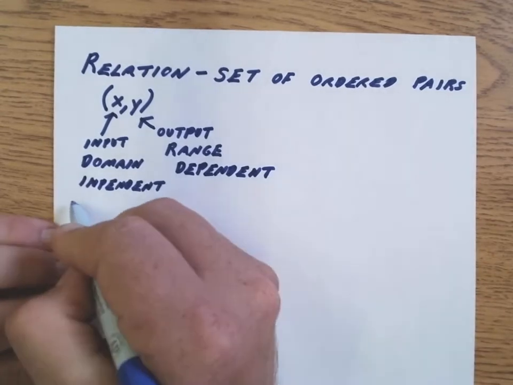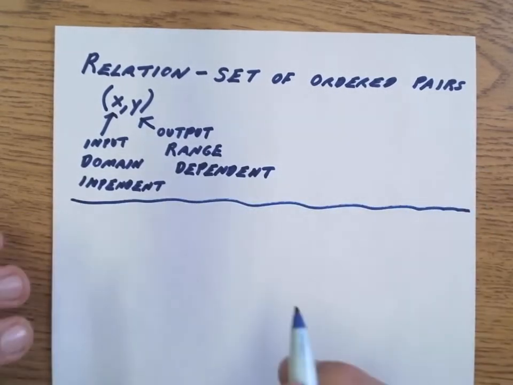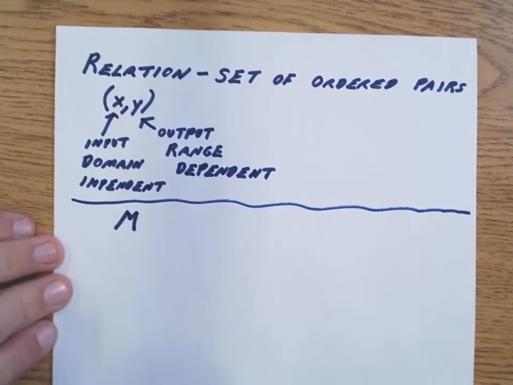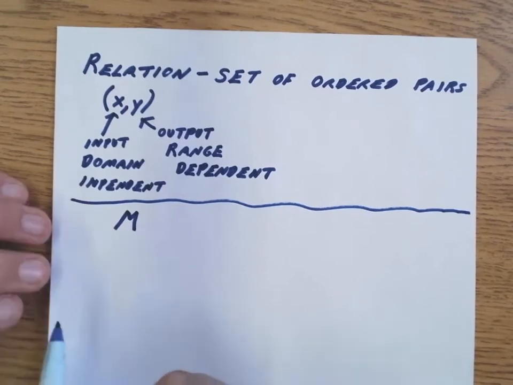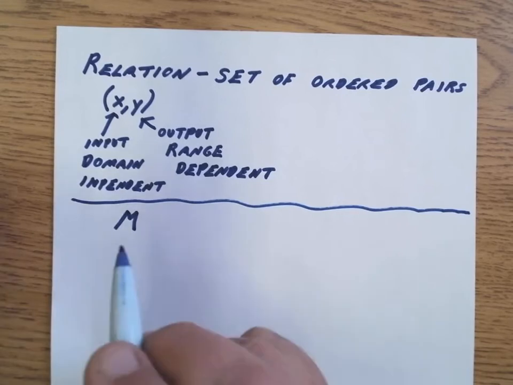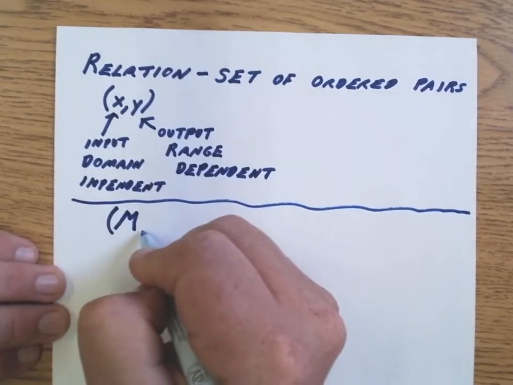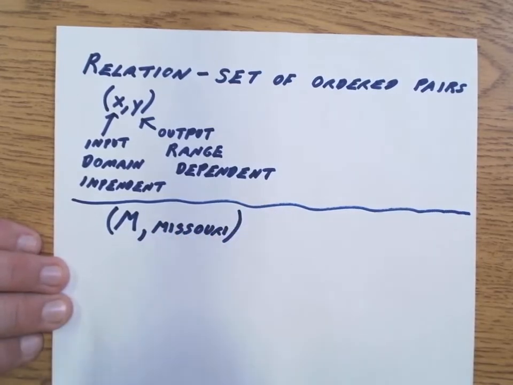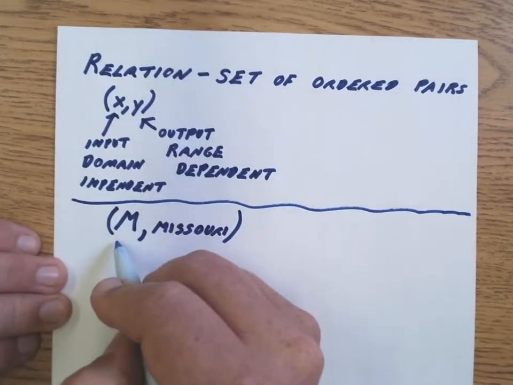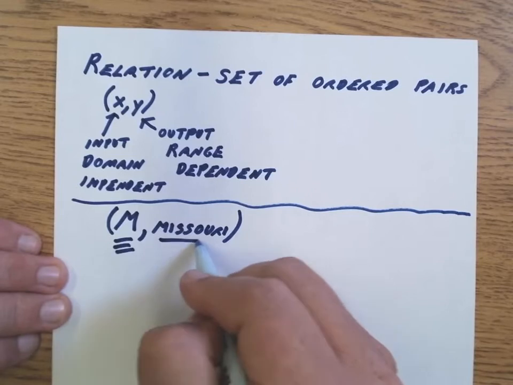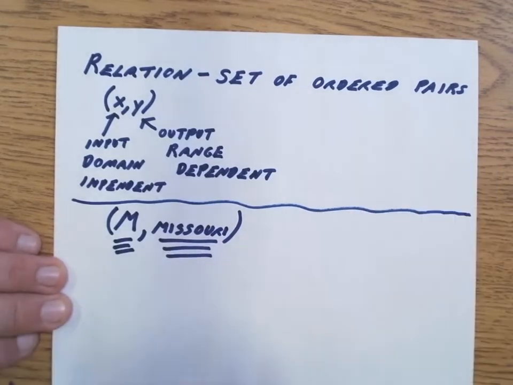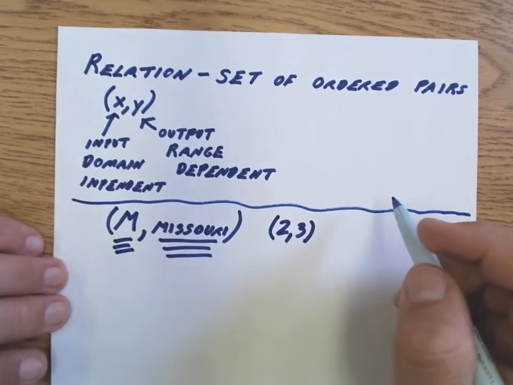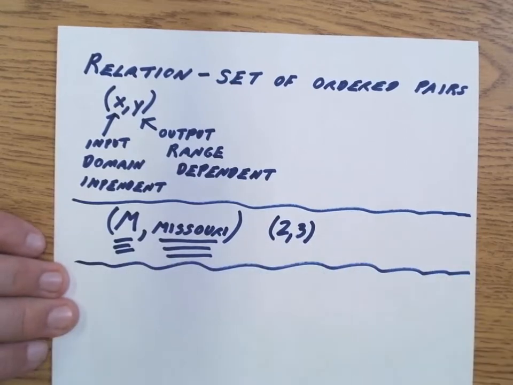I'll give you an example of a relation and how it works. A relation might be this. If I gave you a letter, like an M, and gave you this prompt, give me a state that begins with the letter M, I'm going to put it as an ordered pair. M could be Missouri. M is your input. Missouri was the output. This is a relation. 2, 3 is a relation. It's an ordered pair. We can make all kinds of things into ordered pairs.